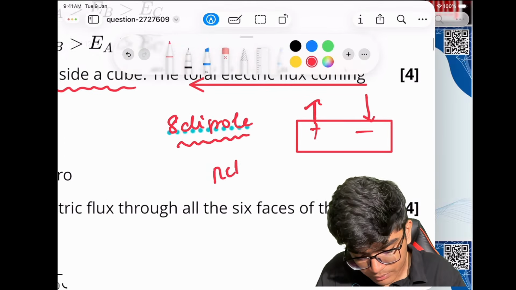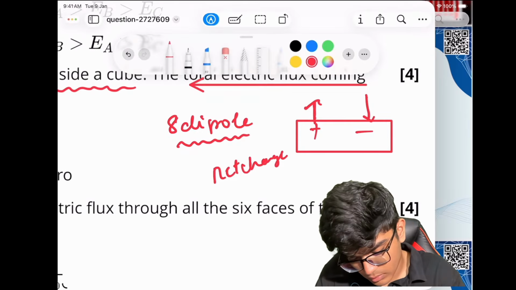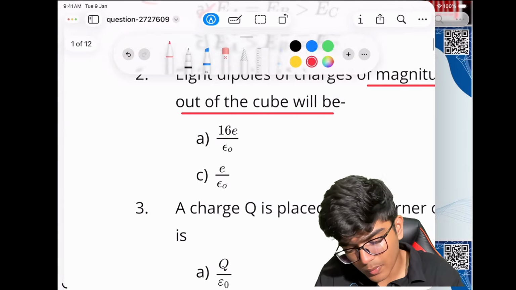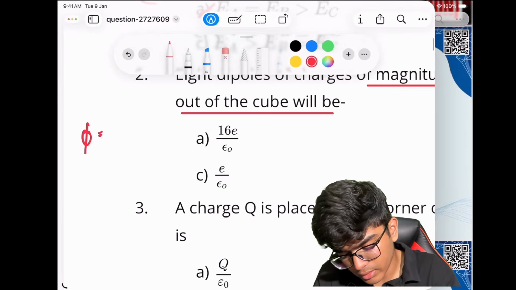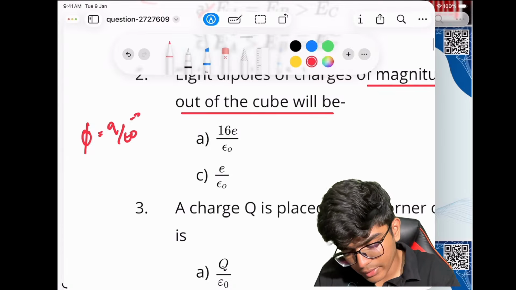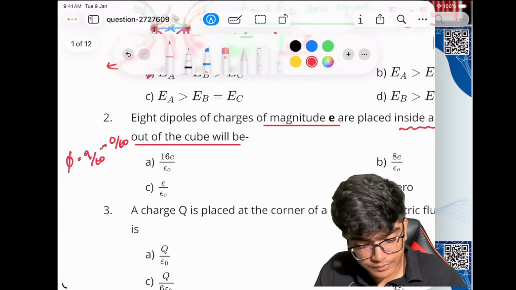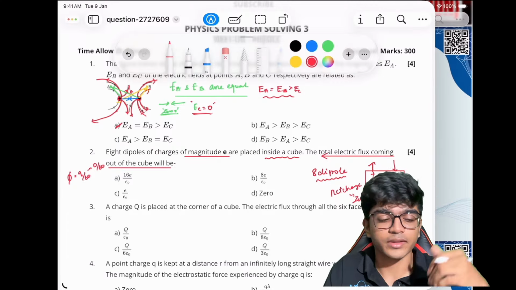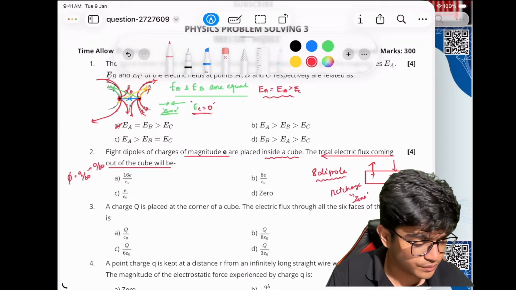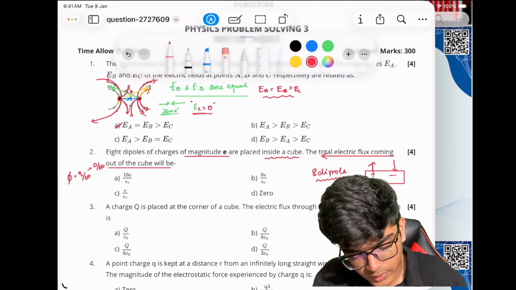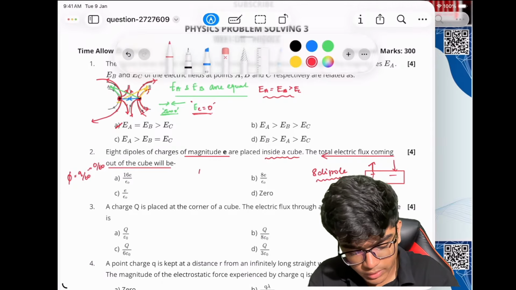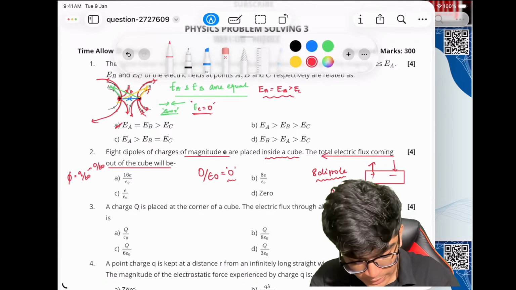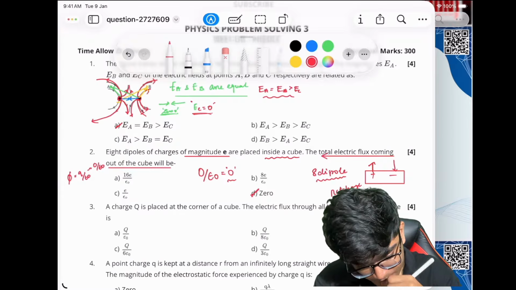நெட்டாக சார்ஜ் 0வா? கரெக்டா? ஸோ அப்போது என்னோட ஃப்ளக்ஸு is equal to Q by epsilon naught will be equal to 0 by epsilon naught. ஃபைன். ஏன்னா நெட் சார்ஜ் 0. 8 பேர் ஆஃப் பாசிட்டிவ் அண்ட் நெகட்டிவ் சார்ஜ் வச்சுருக்காங்க. கரெக்டா? ஓகே, அப்போ என்ன இருக்கும்? ஸோ 0 by epsilon naught is equal to 0. Flux is 0. Okay.